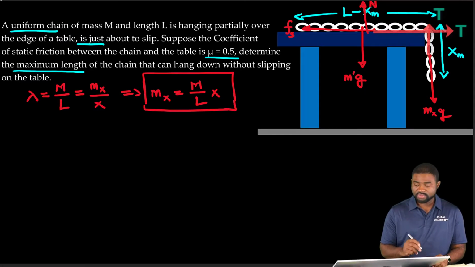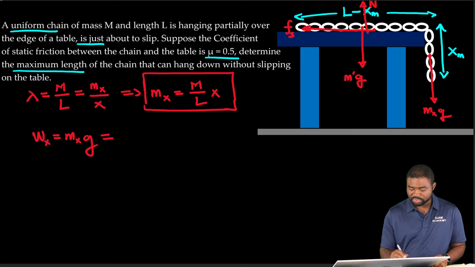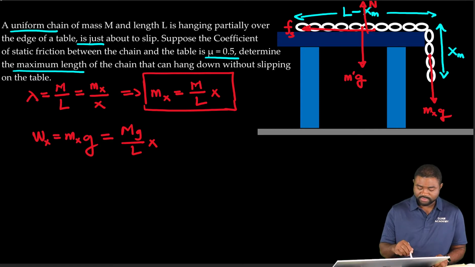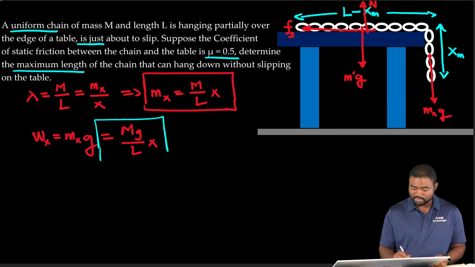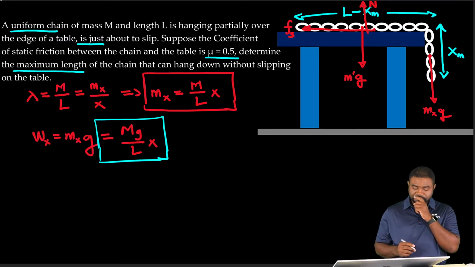Hence, the weight of the hanging portion, Wx, is equal to MXg, which will be equal to capital Mg over L multiplied by X. So this right here, my friends, is the weight of the hanging portion. It's important you keep this in mind.